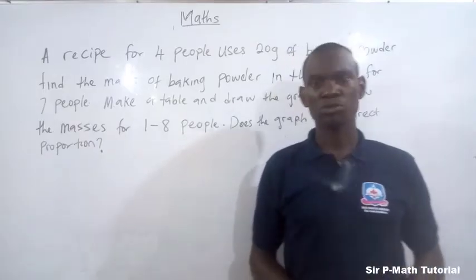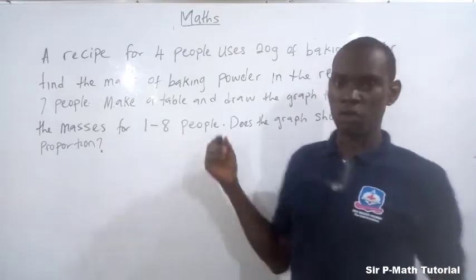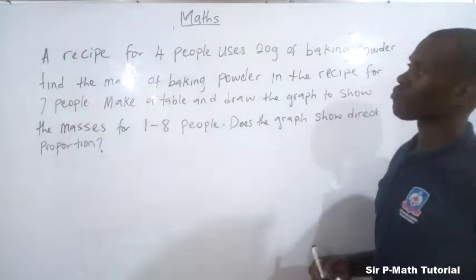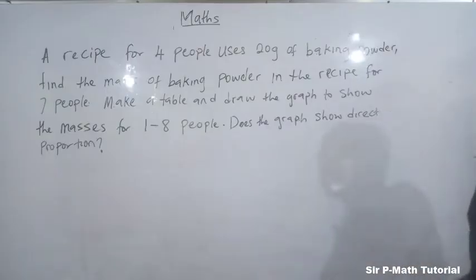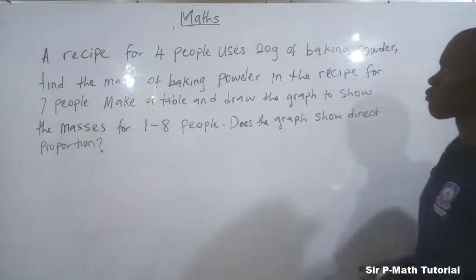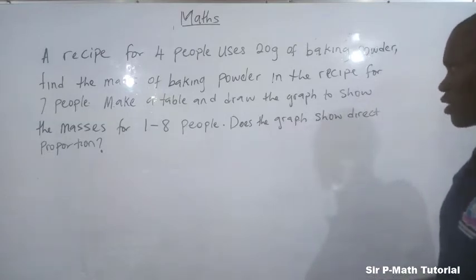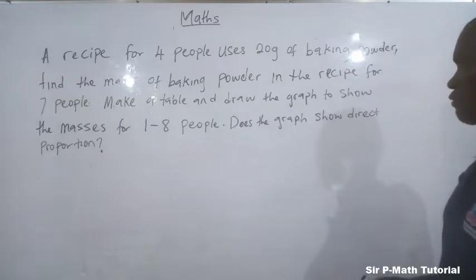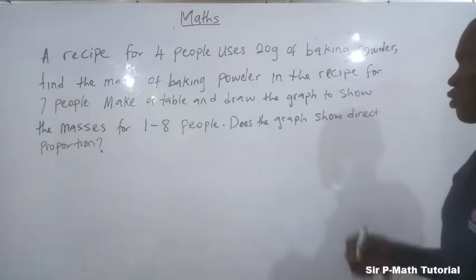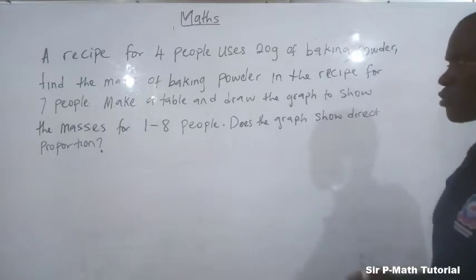Welcome to Sapima tutorial. I have a question on the board. A recipe for 4 people uses 20 grams of baking powder. Find the mass of baking powder in the recipe for 7 people. Make a table and draw the graph to show the masses for 1 to 8 people. Does the graph show direct proportion?